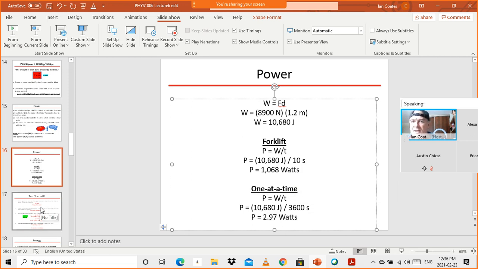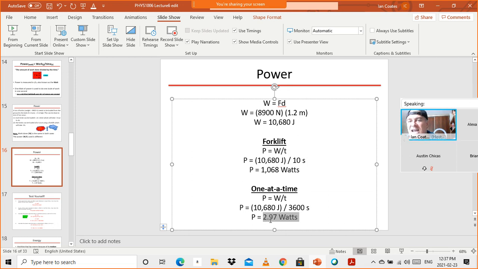Let's keep on trucking. Just before I move on to the next slide, have a look at this example. You've got two different scenarios that end up the same: all the bricks end up in the back of the truck, by forklift or by hand. The work done is the same, but power is a measure of work done in a second. So how much work is being done in a second? Here, in a second, you're burning over 1,000 watts.